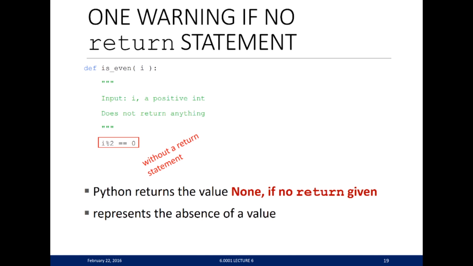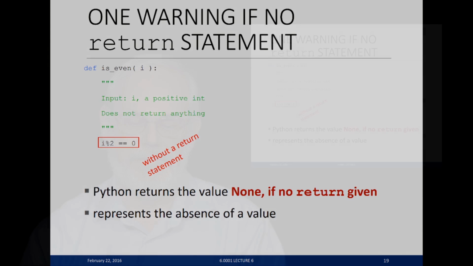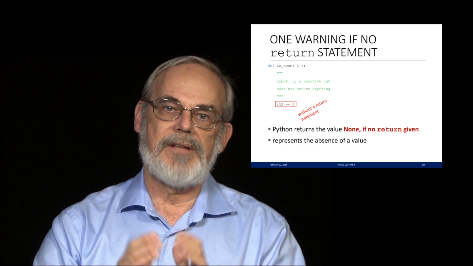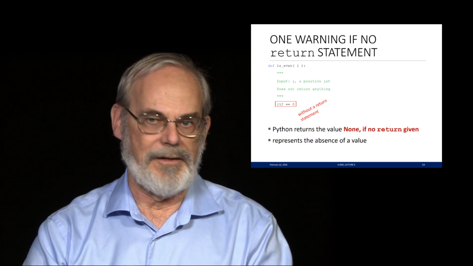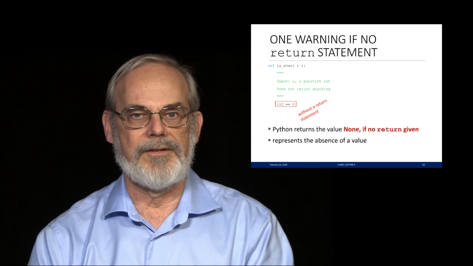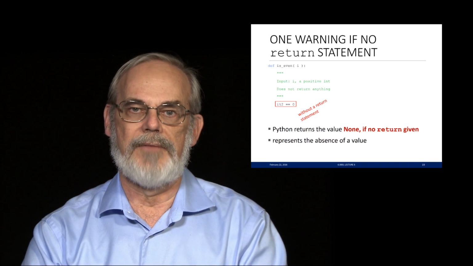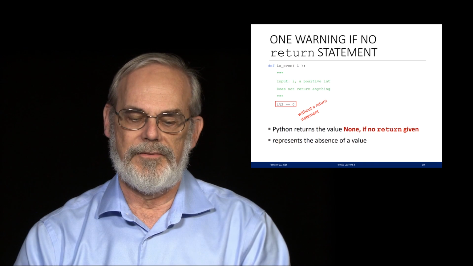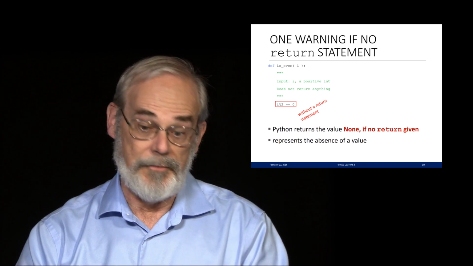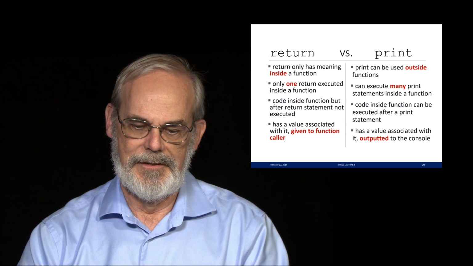It represents the absence of a value, and unfortunately that would mean in this case I would not get back the answer of true or false. I would simply print out nothing because there's nothing to be returned. The point of this is, anytime I want a function to do something, unless it's simply doing something we call a side effect, I always want to have at least one return that's going to give a value back. So remember to keep your returns in.